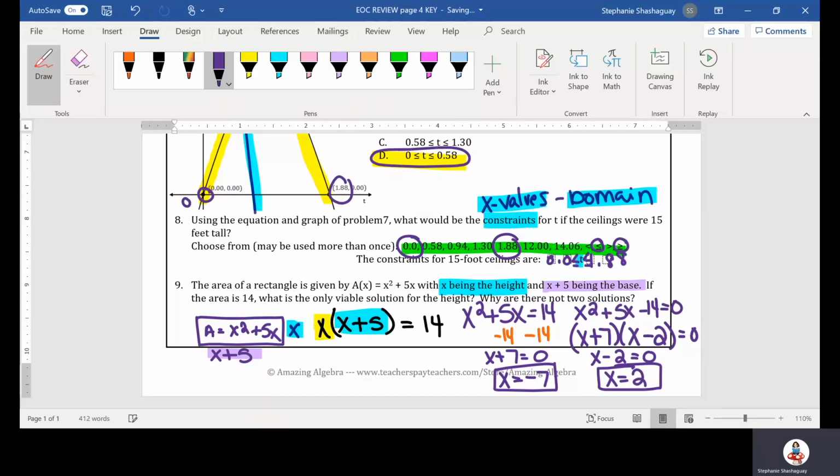However, because I'm talking about height, right? It says height here. This first option of x equals negative 7 is not a viable option because I cannot have a negative height. So the only solution that I have that would make sense is x is equal to 2. So if x is equal to 2, then I know that my height is 2 and my base is going to be 7. And that makes sense because 7 times 2 is equal to 14.